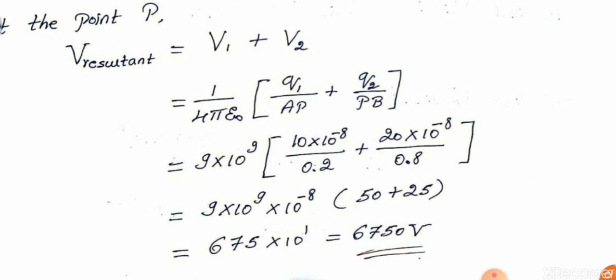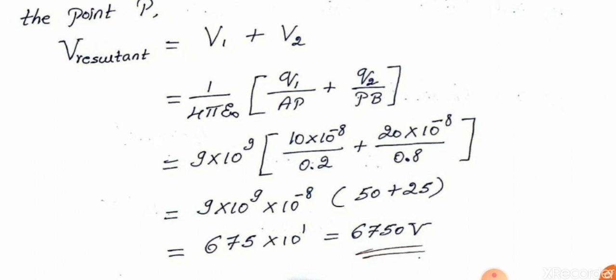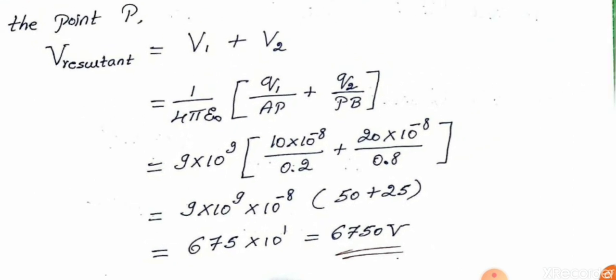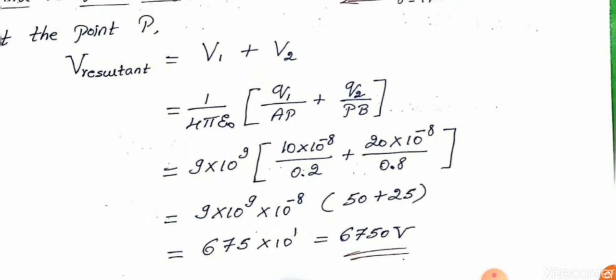1 by 4 pi epsilon naught is 9 into 10 power 9. Substitute the Q1 value and Q2 value, AP and PB value, and then simplify it. So you will get 6750 volt. This is the resultant potential at the point P.